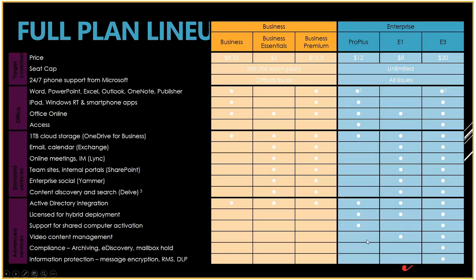Shared computer activation, that's for when you've got 2 or 3 people who are both using the same computer, that we can activate the licensing in a shared way there. You also have compliance and encryption. So if you're looking at some kind of archiving, everybody with Exchange Online or any Office 365 licensing gets the ability to do online archiving and the like. It's just the whole discovery process and the like.